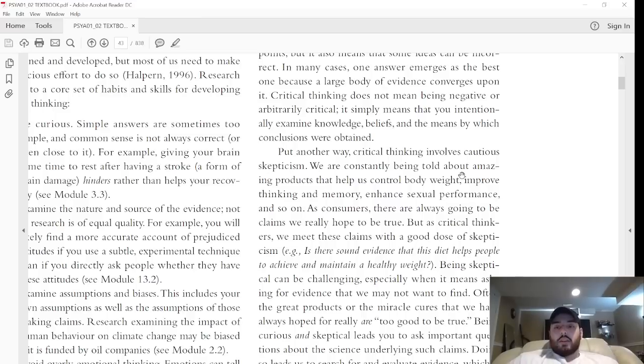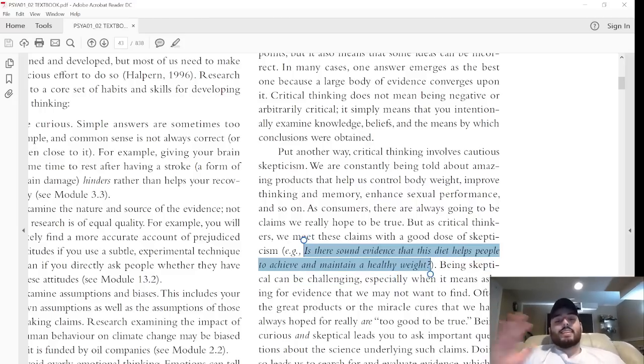We are constantly being told about amazing products that help us control body weight, improve thinking and memory, enhance sexual performance, and so on. As consumers, there are always going to be claims we really hope to be true. But as critical thinkers, we meet these claims with a good dose of skepticism, right? So, for example, here, is there sound evidence that this diet helps people achieve and maintain a healthy weight?